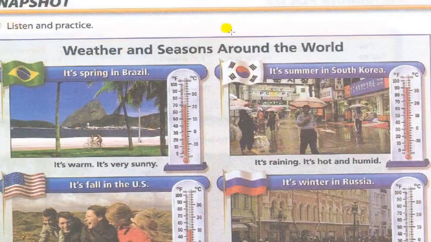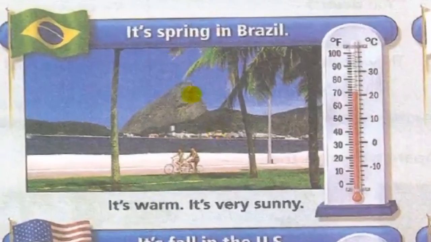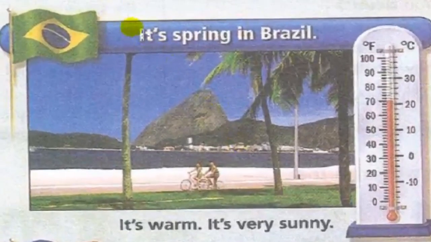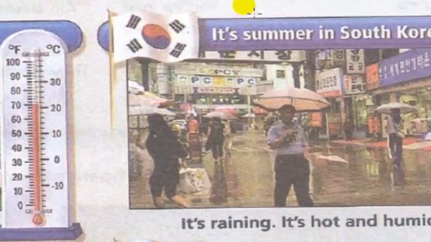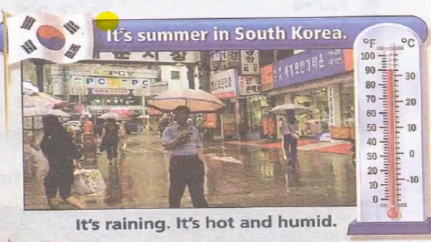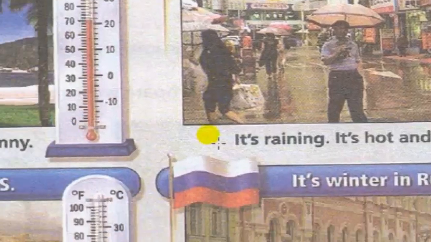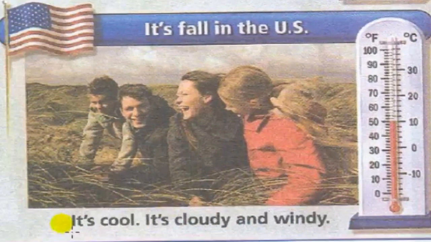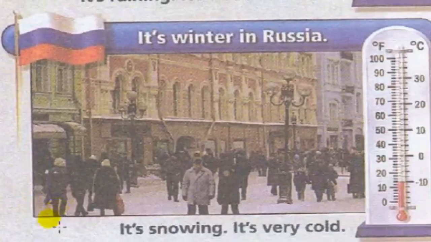Weather and seasons around the world. Listen and practice. It's spring in Brazil. It's warm. It's very sunny. It's summer in South Korea. It's raining. It's hot and humid. It's fall in the US. It's cool. It's cloudy and windy. It's winter in Russia. It's snowing. It's very cold.